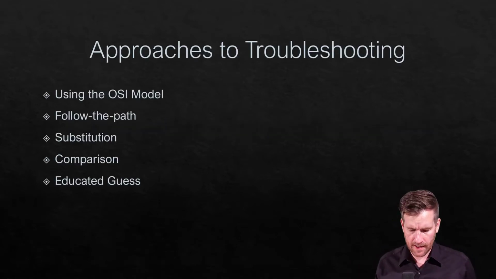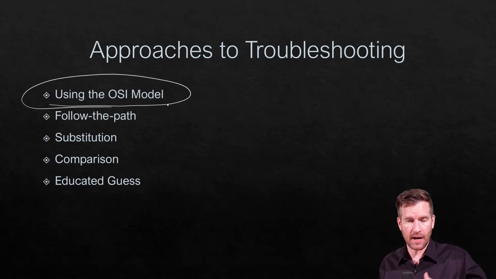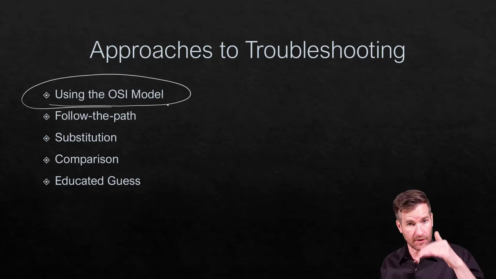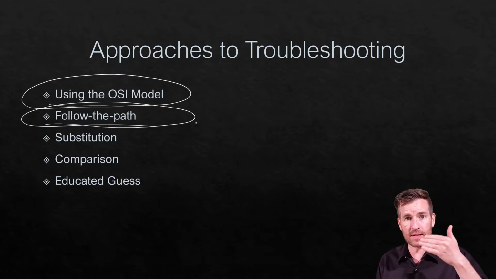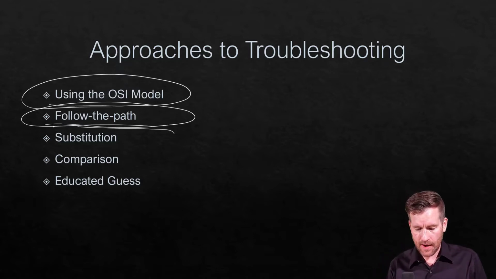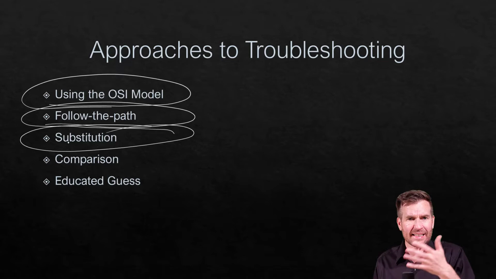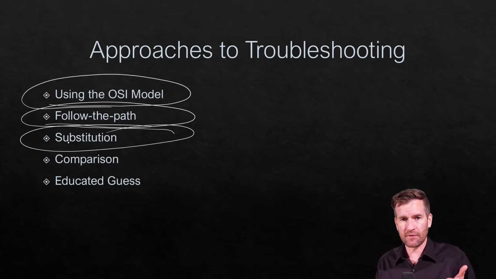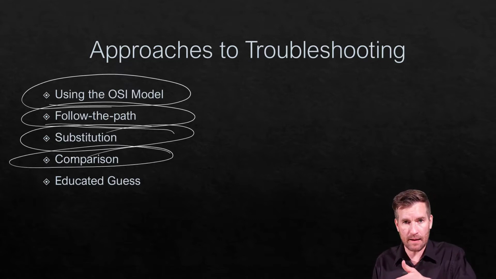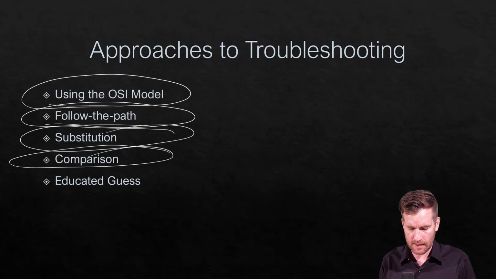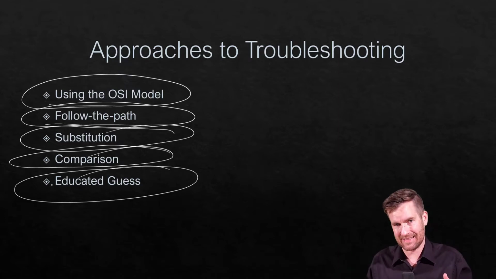In this video, we're going to be talking about using the OSI model and how you can go from the top down or bottom up to start troubleshooting the different network components. We're going to talk about following the path and figuring out where there's a break within the path. We can talk about substitution and how we can use substitution as a method to replace and test different pieces of equipment and different elements of your network. Then we'll talk about comparison and how we can use comparison between a piece of working equipment and a non-working equipment. And then finally, we'll talk about what it takes to make educated guesses.